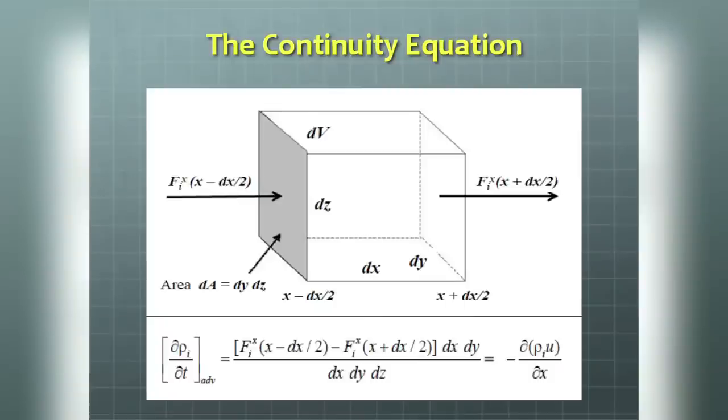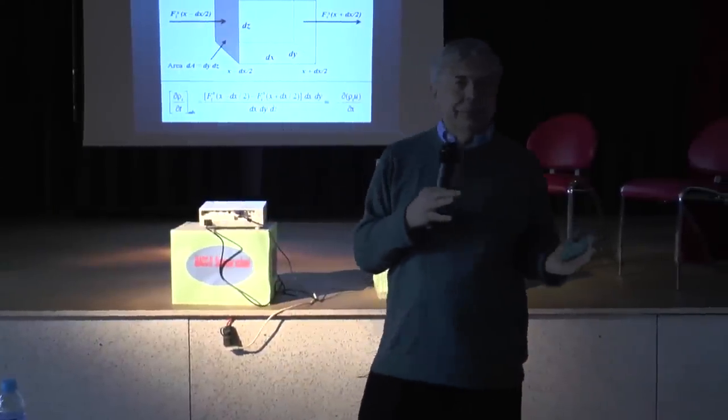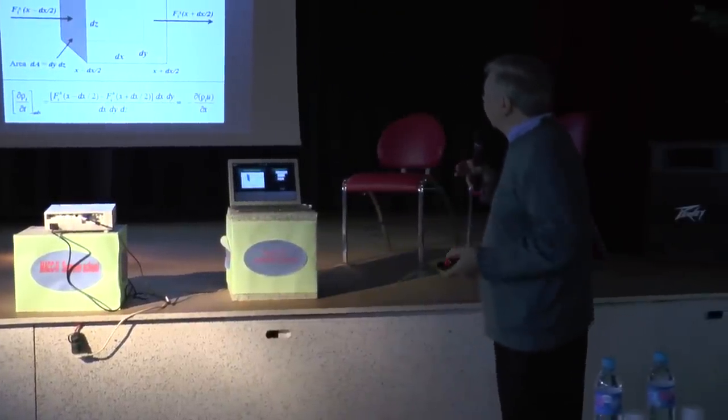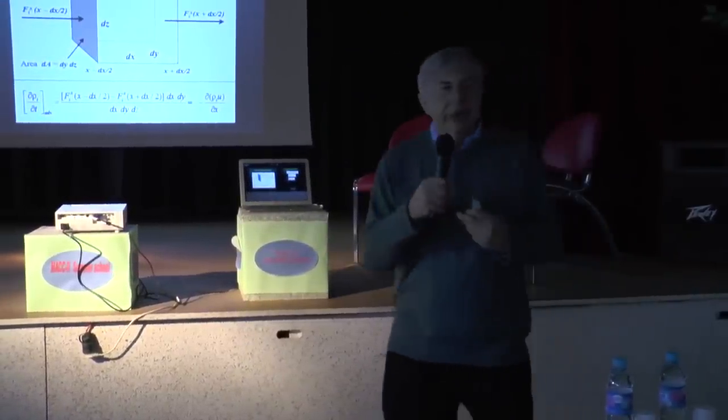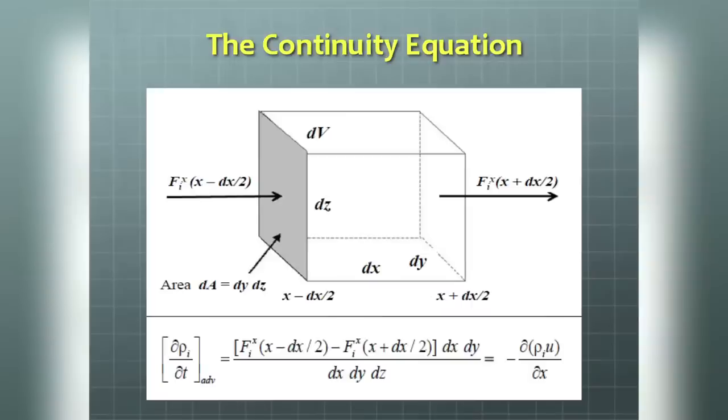This fundamental equation is called the continuity equation. It is, in fact, an equation that expresses mass conservation. So let's take a very, very small box like the one that is here, and let's assume that we have a flux, which is called here Fi, in the x direction. So we just assume first it's a one-dimensional problem.